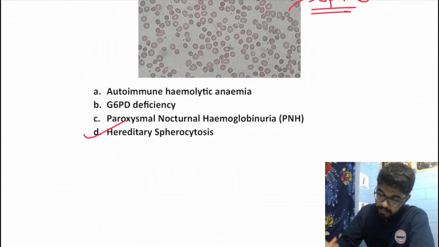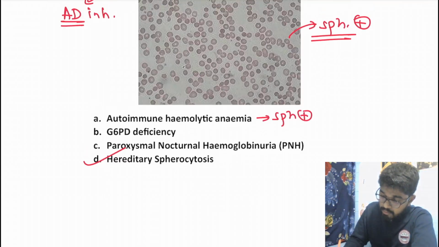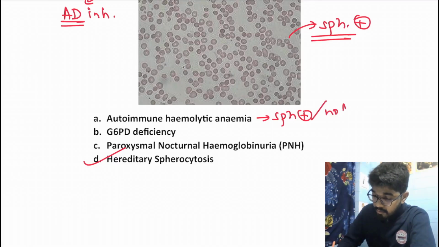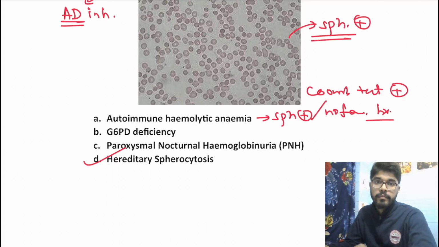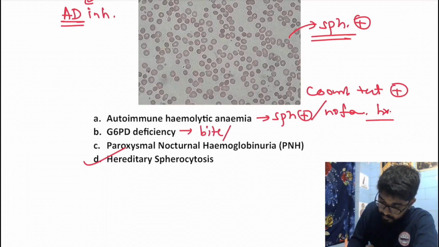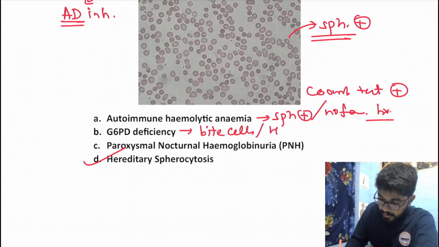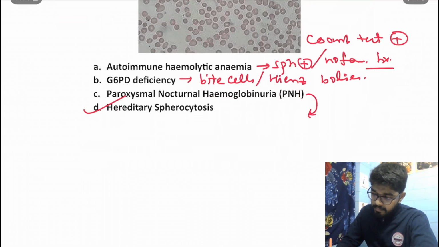Okay. If we look into the other options, how to rule them out? Autoimmune hemolytic anemia: yes, we do get spherocytes, but remember that there is no family history in autoimmune hemolytic anemia. Moreover, over here the Coombs test will be positive. Then G6PD deficiency: in the peripheral smear we would get the bite cells or Heinz bodies, right?